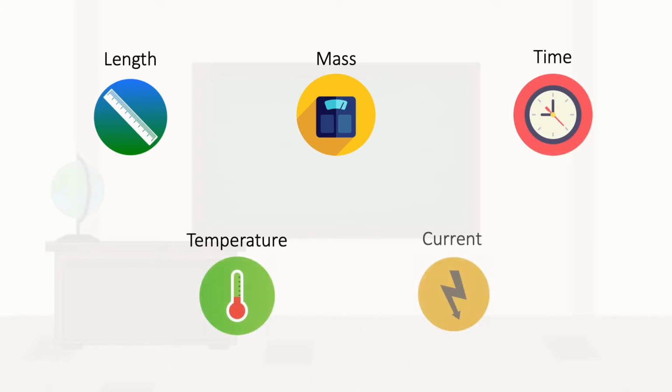And the 5 base quantities you need to know are length, mass, time, temperature, and current. You also need to know their respective SI unit associated to them, namely meters for length, kilograms for mass, seconds for time, Kelvin for temperature, and ampere for current.